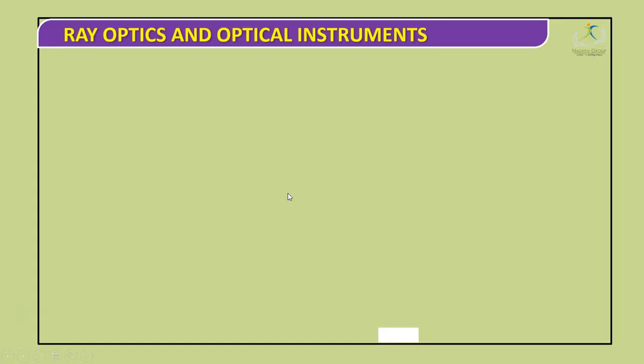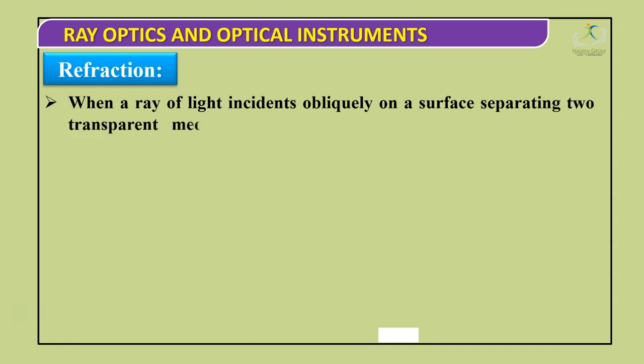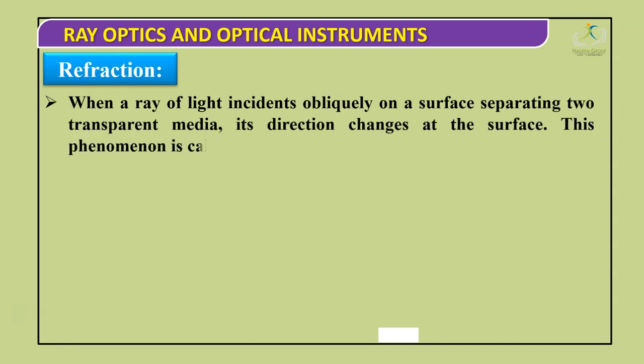Let's begin with the first topic, which is refraction. Students, when a ray of light is incident obliquely, at a particular angle which is less than 90 degrees, obliquely on a surface separating two transparent media. The best angle for oblique incidence is between 30 to 60 degrees. This is the mean, but for the exact angle you can take theta less than 90 degrees, and the perfection you get between 30 to 60 degrees.